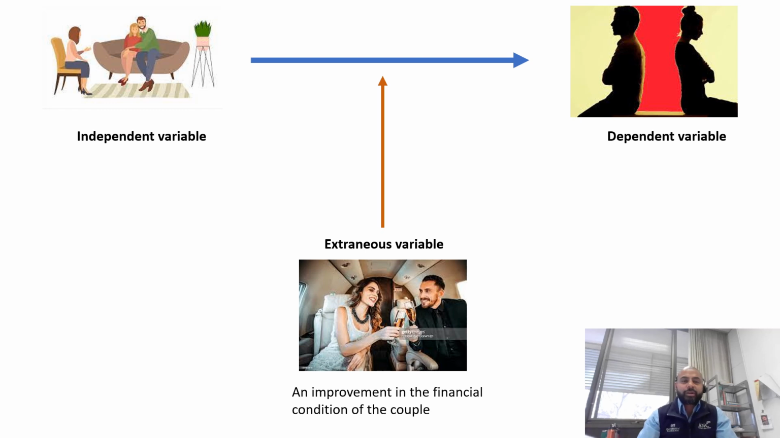And finally, if the financial condition of the couple had improved, and their main point of conflict, or why they were clashing with each other, was because they were having financial issues, and once it got resolved, they decided not to divorce or not to separate, that had nothing to do with the counseling services the agency had provided. And again, this could be a factor that you have to address.